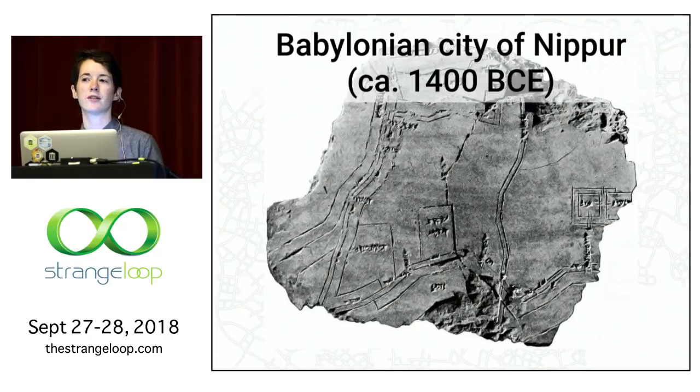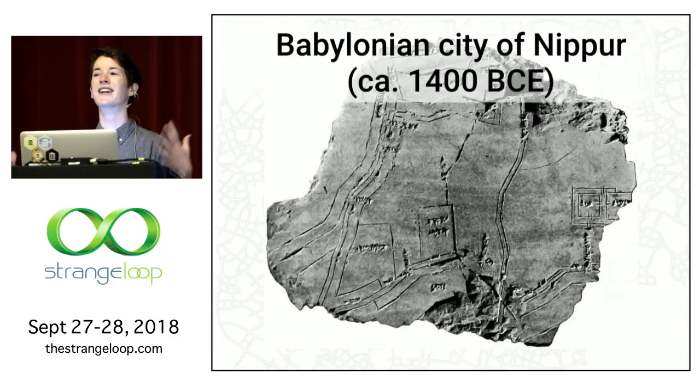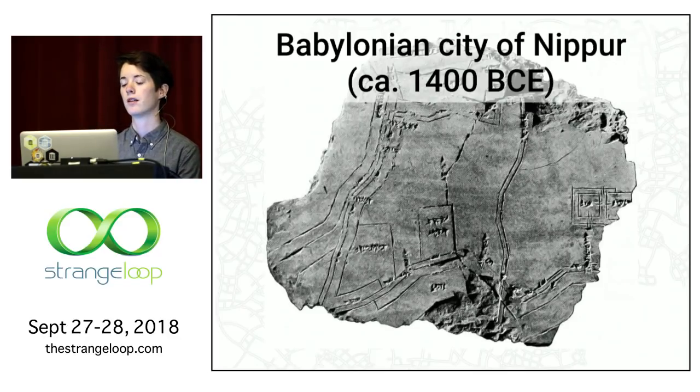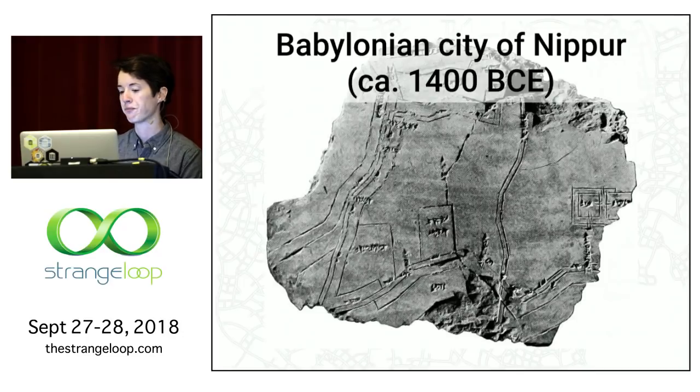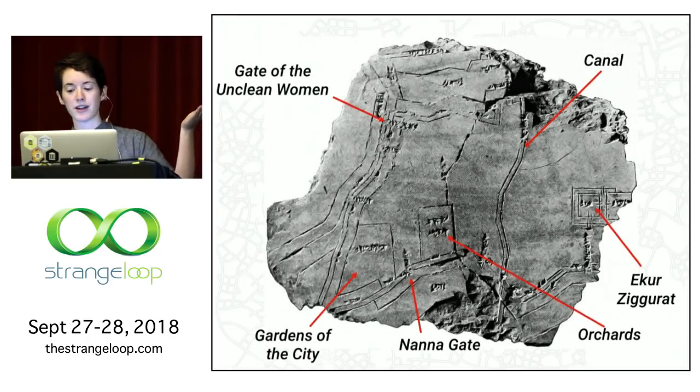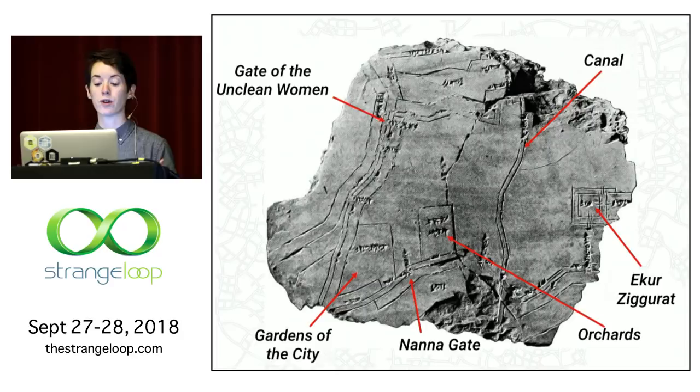But selection is interesting in a map even when it's less clearly saying something really opinionated. This is the first known map of a city. It's extremely ancient, it's from 1400 BCE, and it's of the Babylonian city Nippur. And what's really cool about this map is that it's all labeled in cuneiform, and we can translate it, so we actually know what they're pointing out. We've got a canal here, we've got a ziggurat, a big orchard, beautiful gardens, the Nana Gate, and the Gate of the Unclean Women.